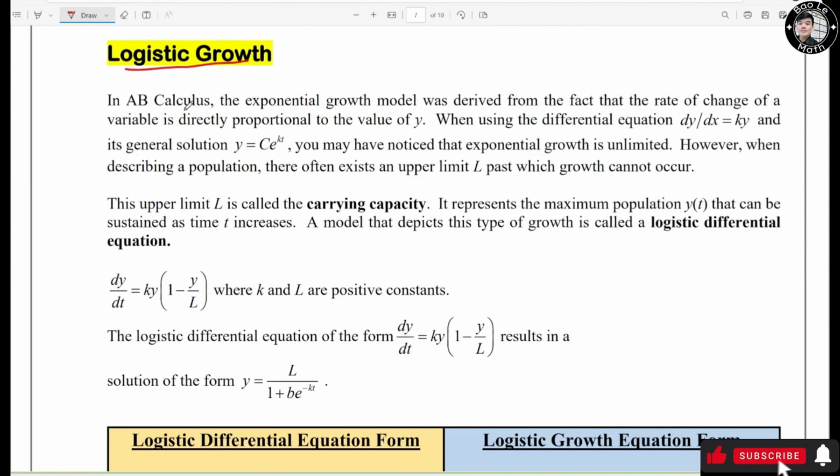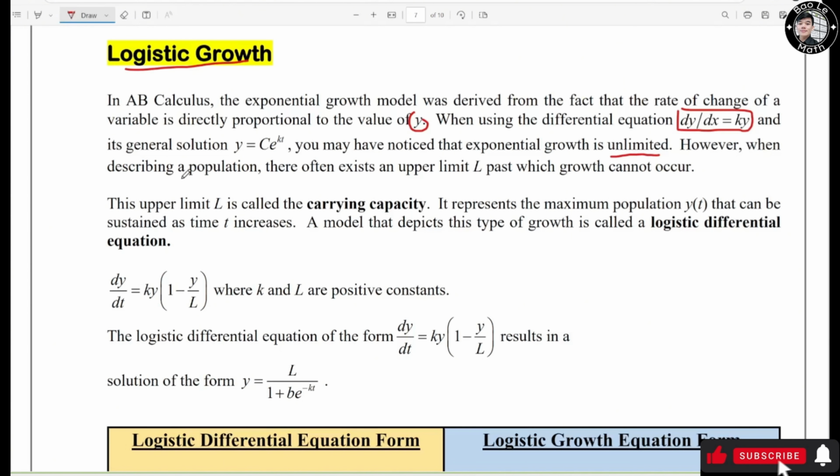In AP Calculus, the exponential growth model was derived from the fact that the rate of change of a variable is directly proportional to the value of y. Using the differential equation dy/dx = k times y, the general solution is y = C times e^(kt). You may notice that exponential growth is unlimited.